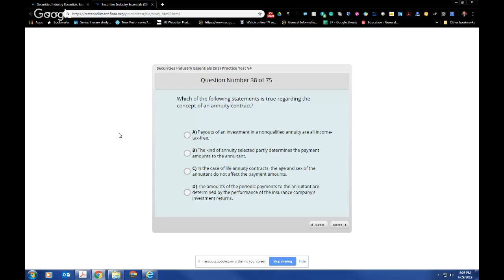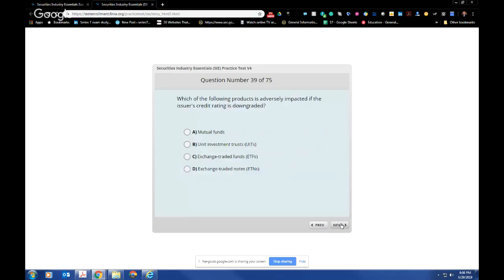I know it. The amounts of the periodic payments to the annuitant are determined by the performance of the insurance company's investment returns. I'm going to go with B because technically it's the insurance company's separate account that matters, not how the company invests in general. So I'm going to say the kind of annuity selected partly determines the payment amount, because if you choose variable, or you choose life only, straight life, or life with period certain, this can affect it. I may be wrong on this, but let's move on.